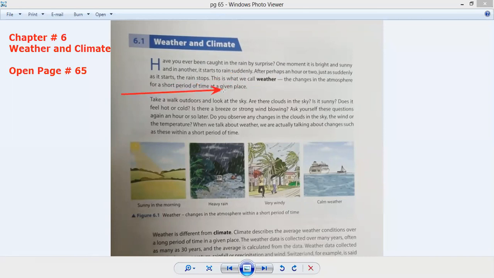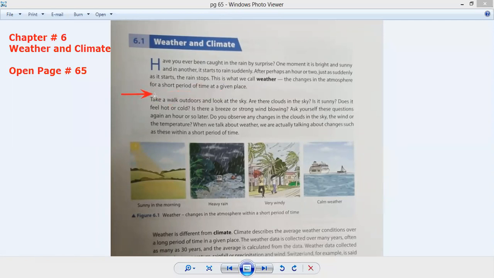Sometimes there is rain, and sometimes there is no rain, and sometimes there is sun, and in the sun there is rain. But that rain will sustain for a short period of time. That weather which sustains for a short period of time is called weather, because the changes in the atmosphere for a short period of time at a given place is the definition of weather.